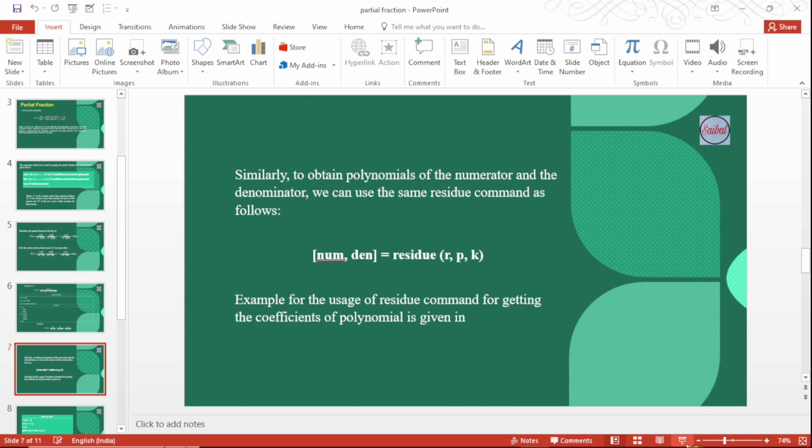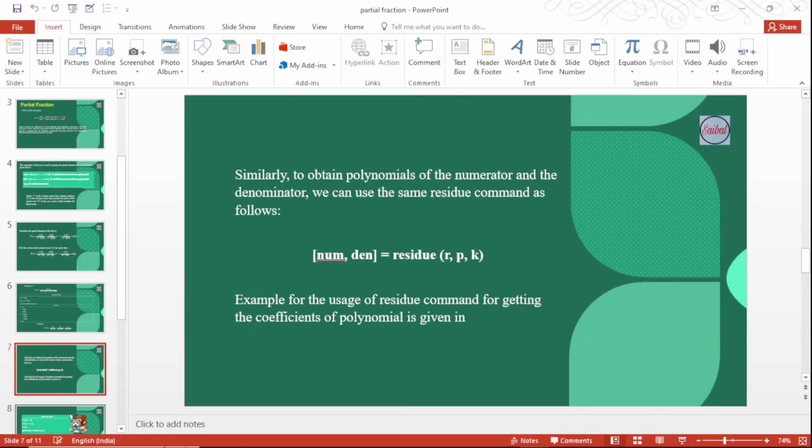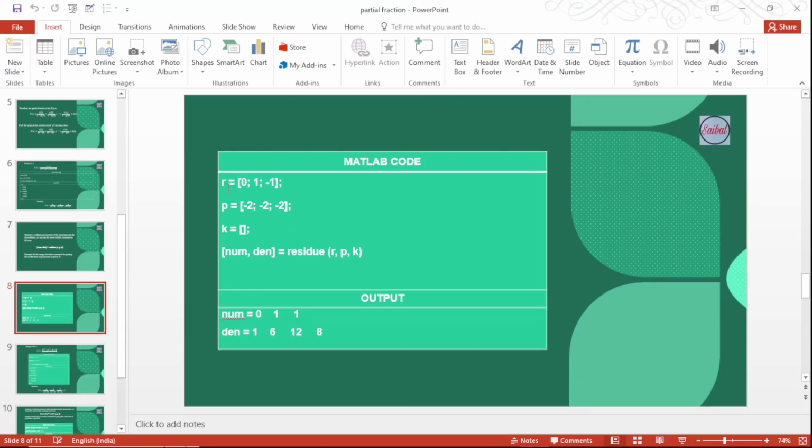So here if you want to convert the opposite, means to obtain the polynomial of the numerator and the denominator, we can use the same residue command as follows. Just in the left hand side you have to write num and den, and the right hand side you have to write residue(r, p, k). Okay, so we are taking the previous example, same example.